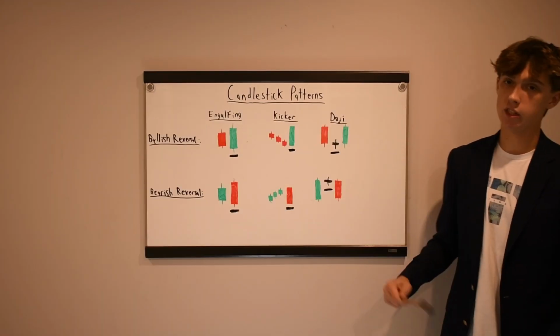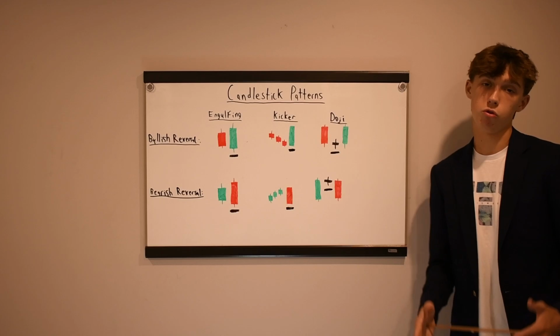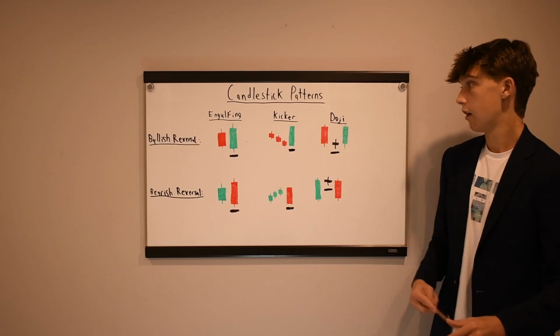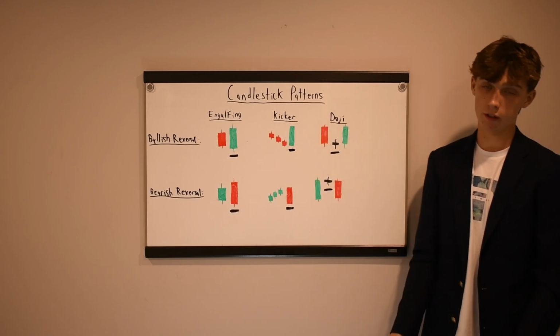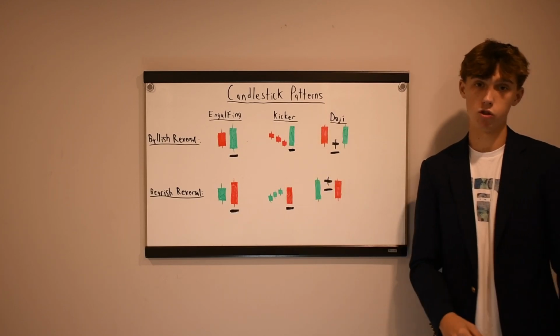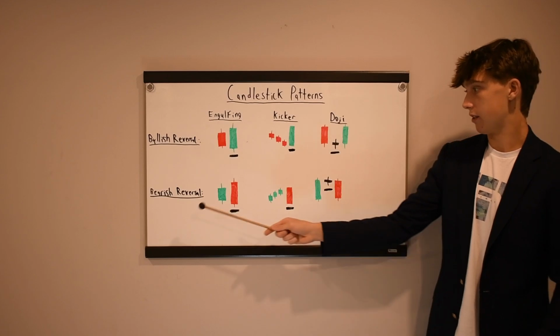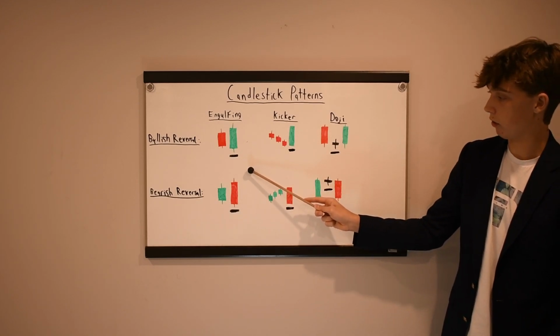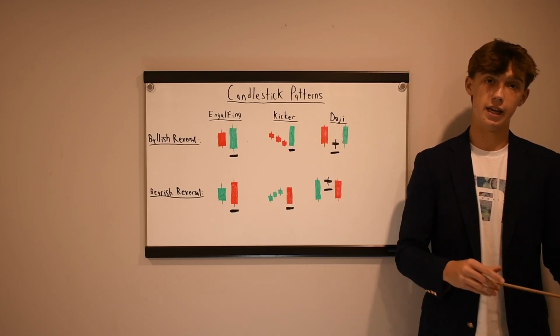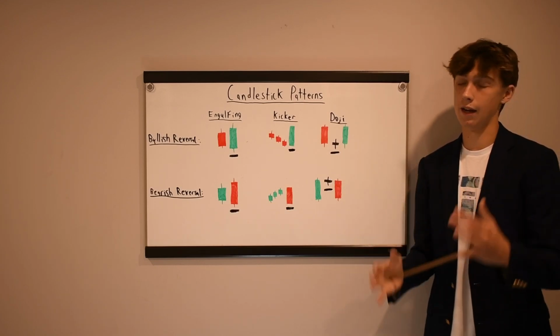So next we have some candlestick patterns that will either indicate reversals or breakouts in the market. First we have the bullish engulfing pattern, which shows the large green candle engulfing the smaller red candle, which may indicate a reversal into an uptrend. And similarly, we have the bearish engulfing candle pattern, which shows the larger red candle engulfing the smaller green candle, indicating a reversal into a downtrend.